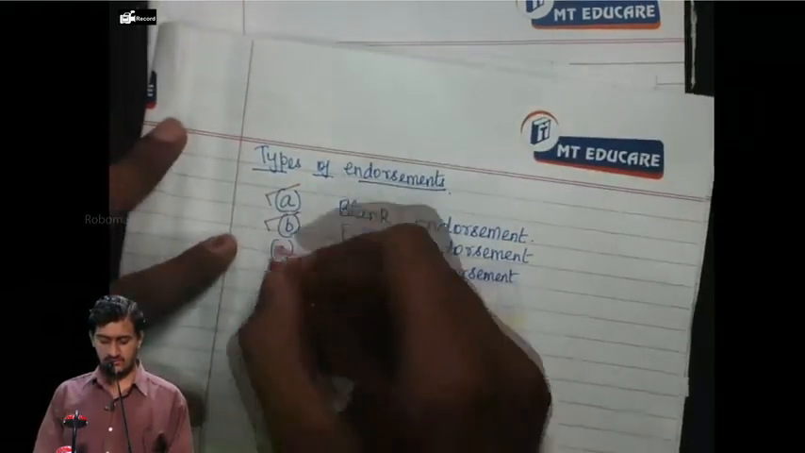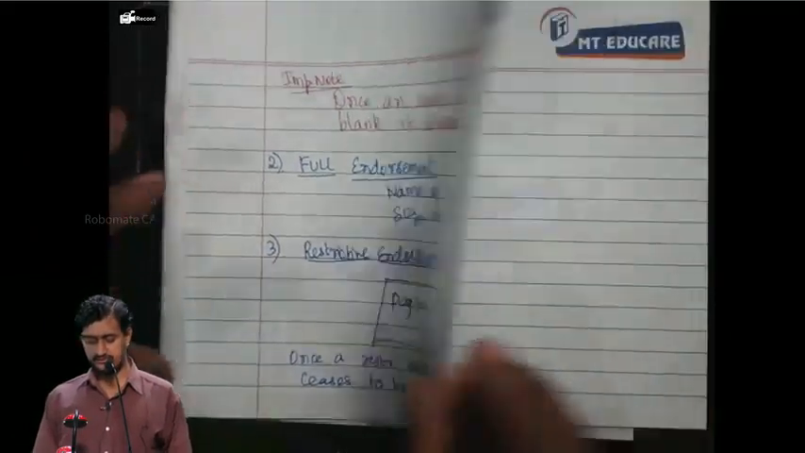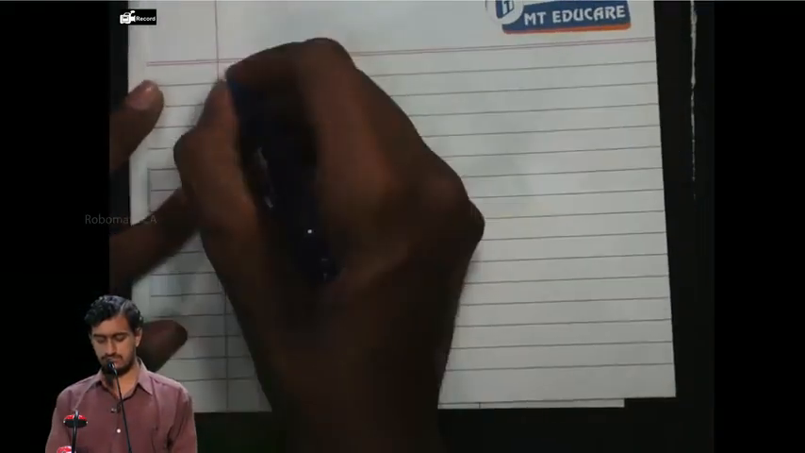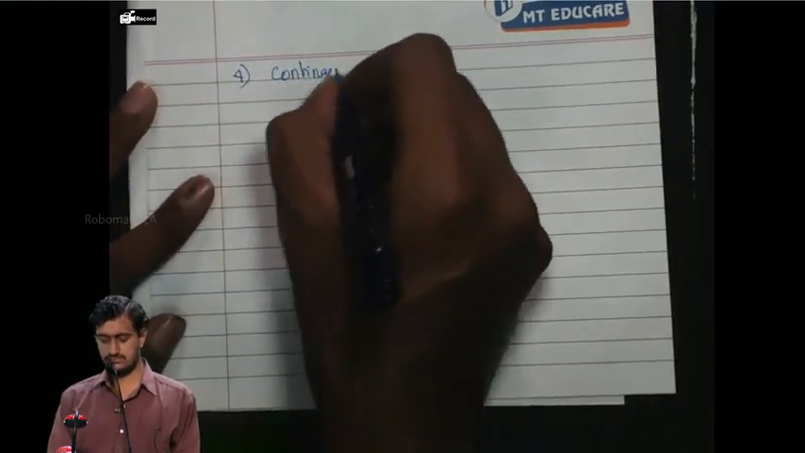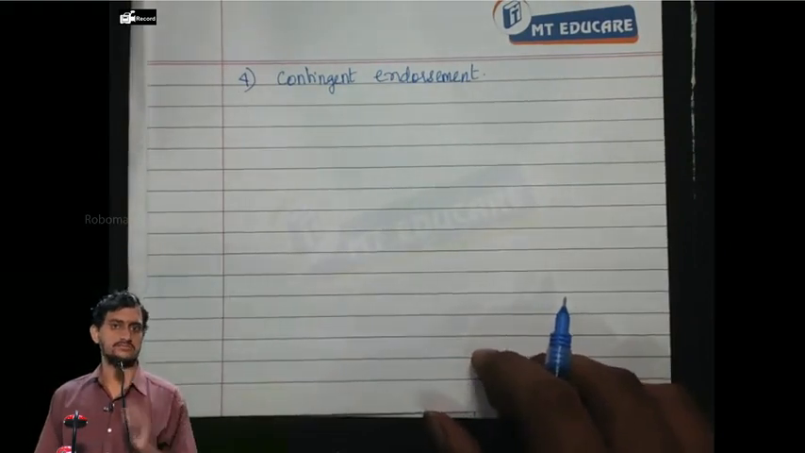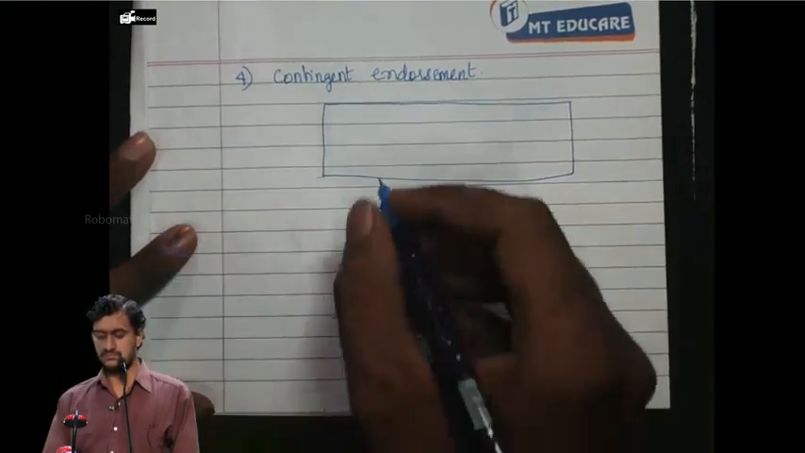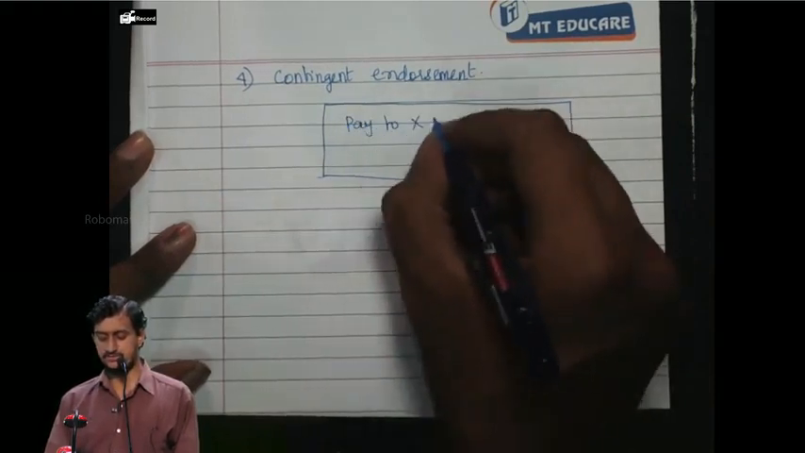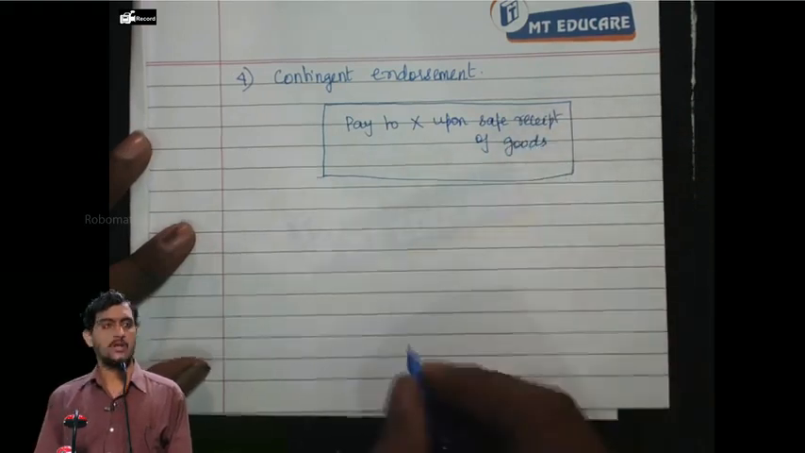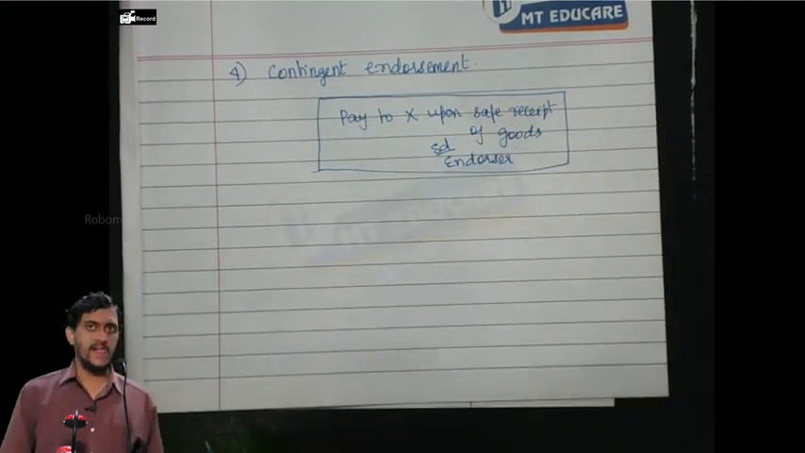So restrictive endorsement is also over. Next, what should we discuss? Contingent endorsement. Pay to X upon safe receipt of goods. Like this, it is signed by the endorser. Pay to X upon safe receipt of goods.